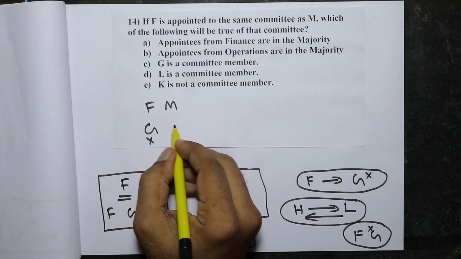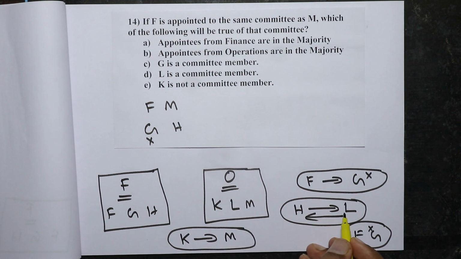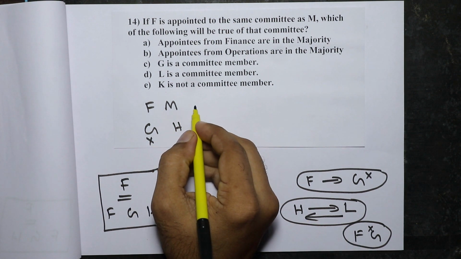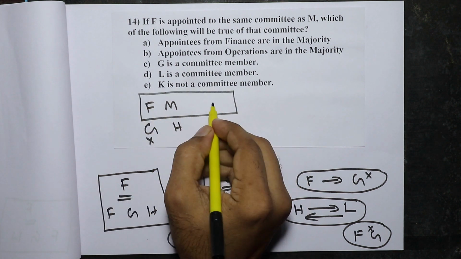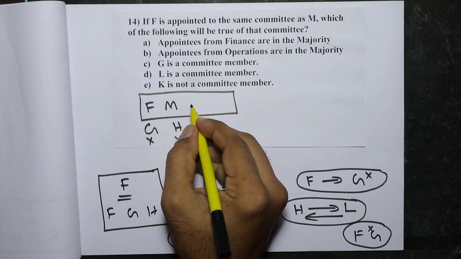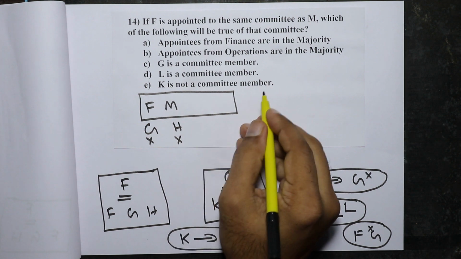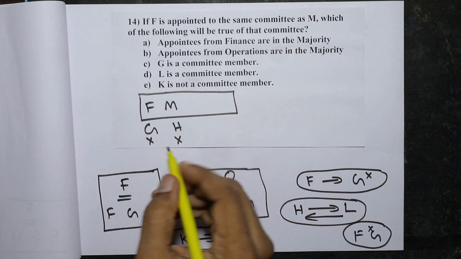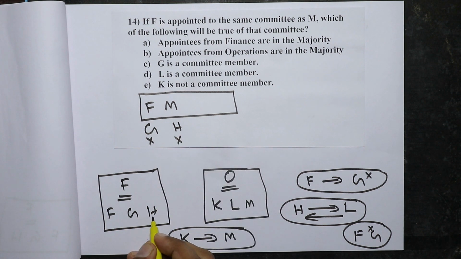Now if the third person is H, then along with H there should be L also. So then there will be 4 people. We need to find out the third person. The third person cannot be H. If it is H, then along with H there should be L also. Then there will be 4 people. That is not allowed. Committee should have exactly 3 members. So the third person cannot be H. So G and H are not possible.